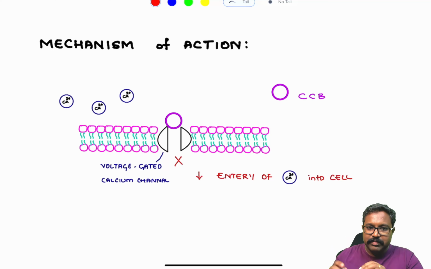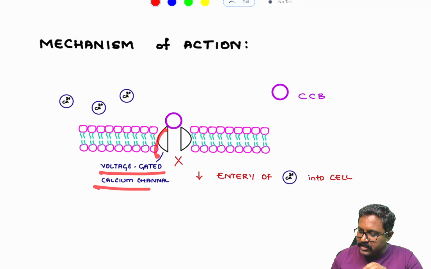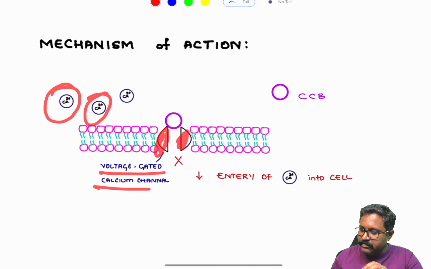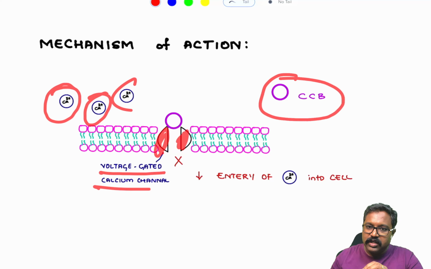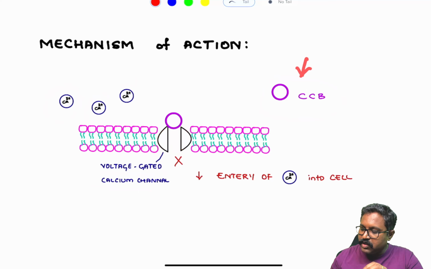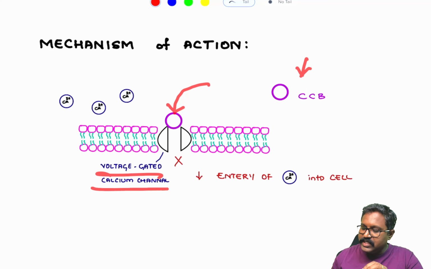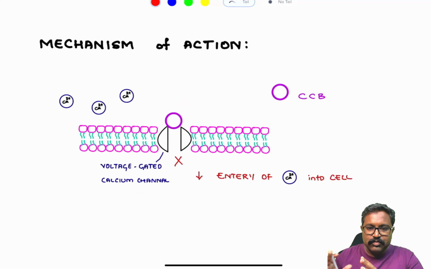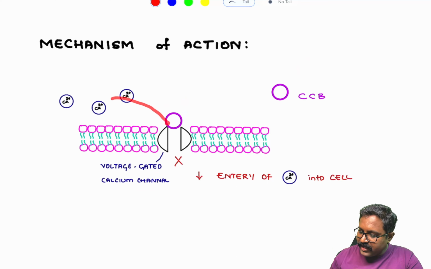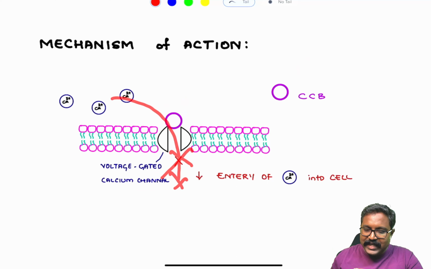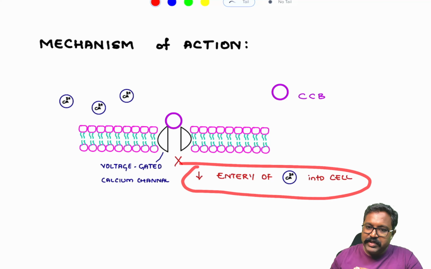So this is the membrane and this is the voltage gated calcium channel, this is the calcium and this is the calcium channel blocker. Once you give the calcium channel blockers, it is going to come and attach to the voltage gated calcium channel which is present in the vascular smooth muscles as well as the cardiac smooth muscles. So the entry of calcium will be blocked. Thereby, it decreases the entry of calcium into the cells.